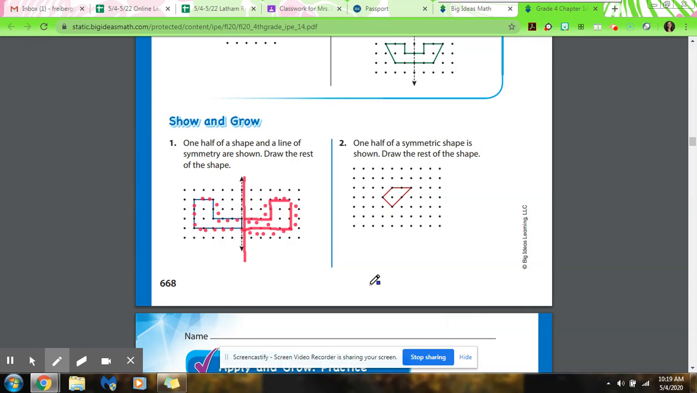Let's look at number 2. One half of the symmetric shape is drawn. Draw the rest of the shape. So we need to decide how we want to cut this shape. We can cut it either diagonally, horizontally, or vertically. So I'm going to just choose the way here. It's kind of like a diagonal cut here. So I'm going to pretend that I cut the shape this way.